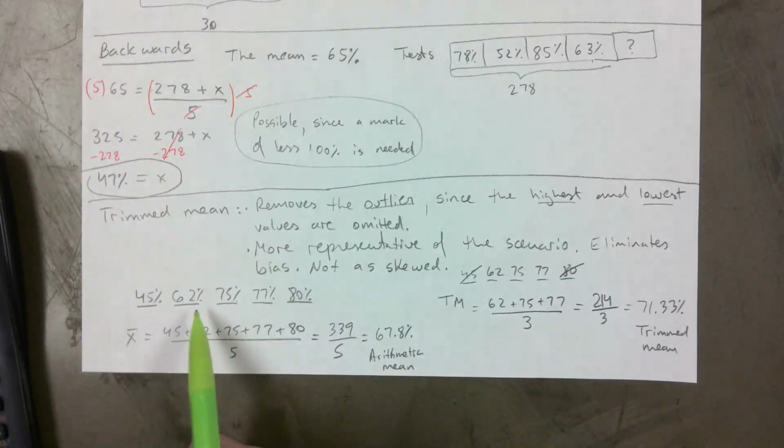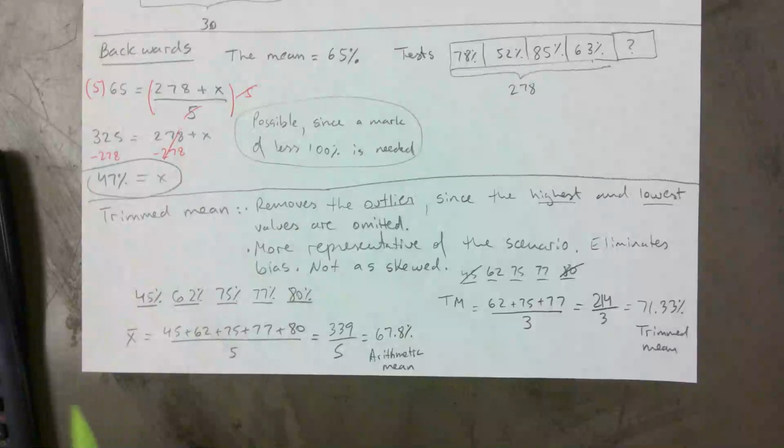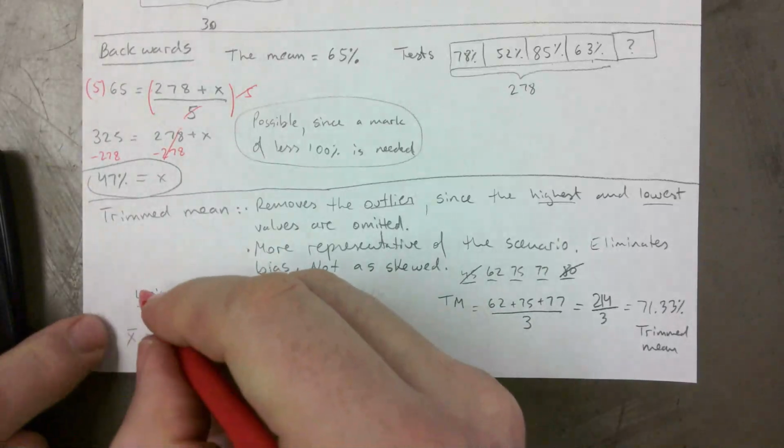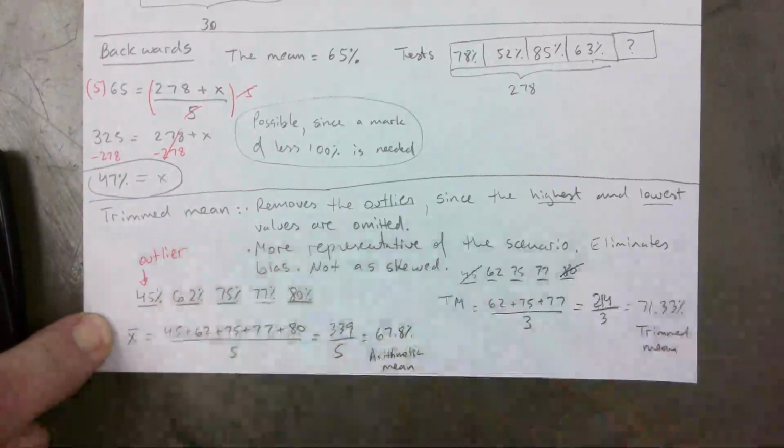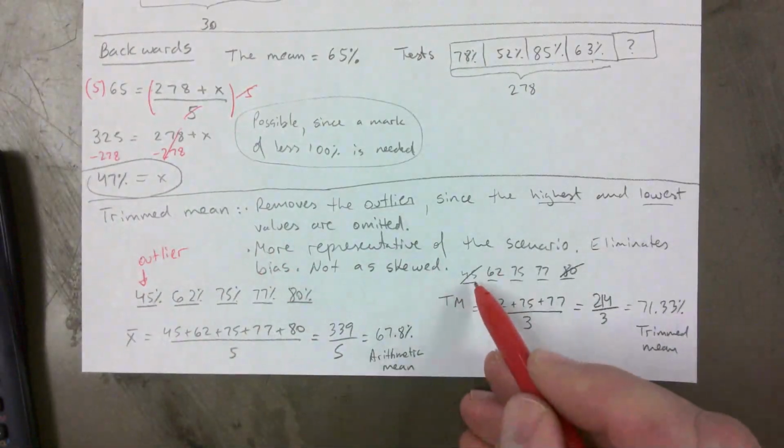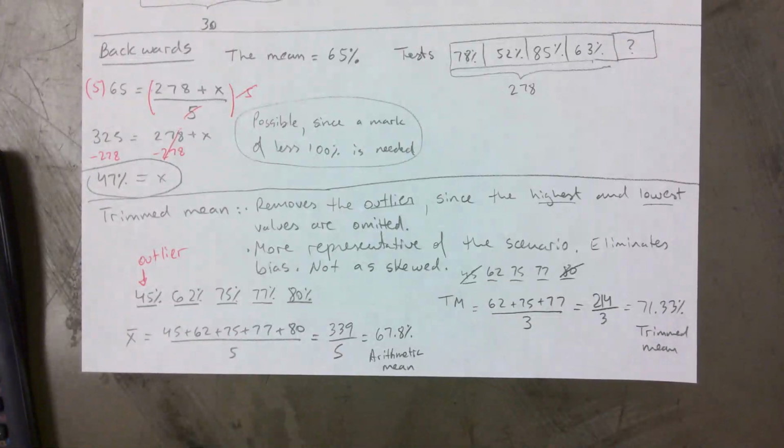But sometimes it will ask you to identify the outlier. This is the outlier in this particular case. That is the outlier. It's a low outlier, right? It's right there. You got rid of it. So in this case, the student would want to go with trimmed mean because it increases your mark.